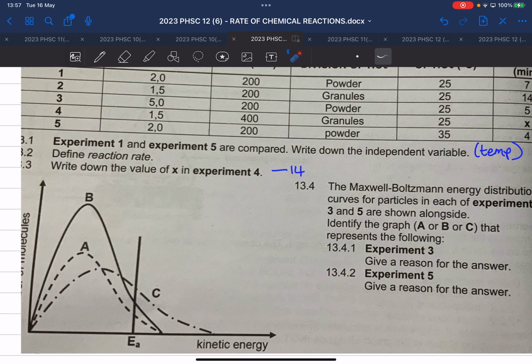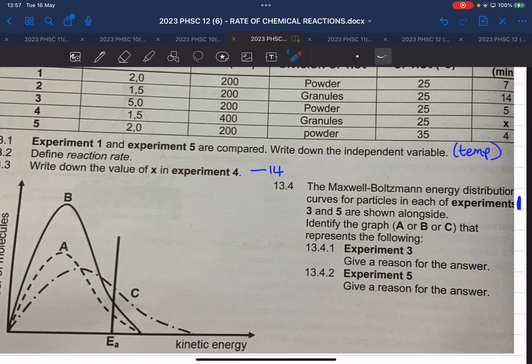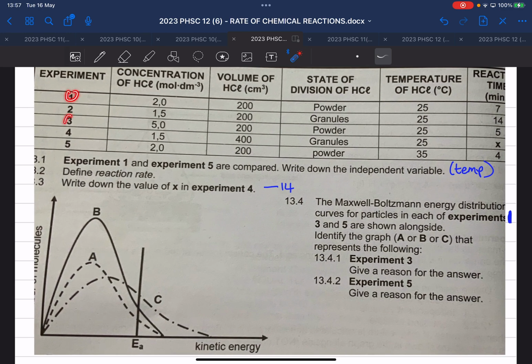Alright, I would say A. Why? Because A and B are similar. The one is just bigger than the other one. And what happened to C is the whole curve shifted to the right. So something changed. So I'm going to take A as my base, I think. They say I must compare 1, 3, and 5. Let's think. 1, 3, and 5. 3 has a higher concentration. How will that affect the graph?